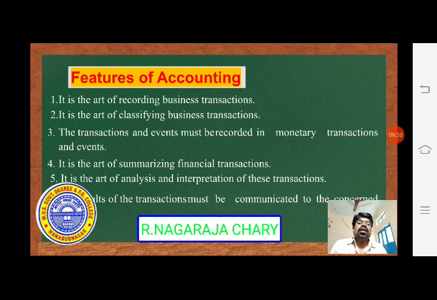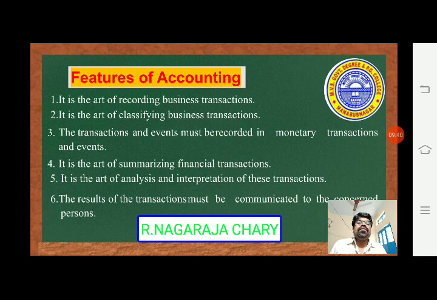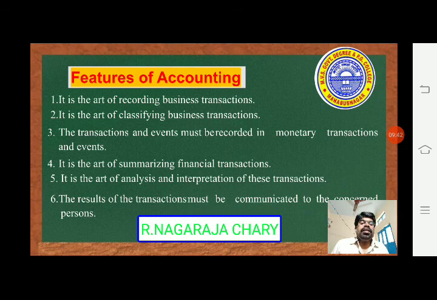The next one is the art of summarizing financial transactions. After classifying we have to summarize, because we have to give the information to the decision makers. So that is why it is also an art. Next one, it is the art of analysis and interpretation of these transactions. How to interpret is also one type of art.